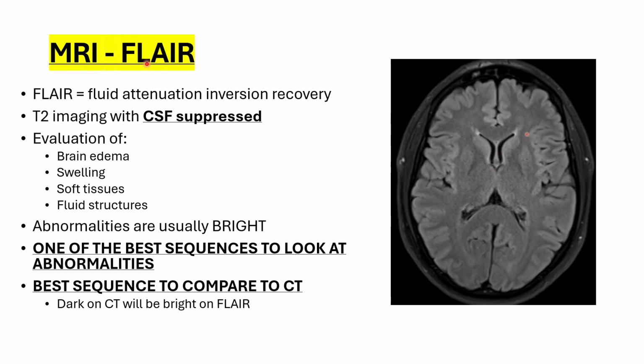It's called a FLAIR, MRI FLAIR. FLAIR stands for fluid attenuation inversion recovery. Basically, it's a T2 image with the CSF suppressed. So again, it can be very useful for brain edema, swelling, soft tissue structures, and fluid structures. Abnormalities will be bright. It's one of the best sequences to look at abnormalities, and it's the best sequence to compare to CT as well. Whatever is dark on CT will be bright on FLAIR.